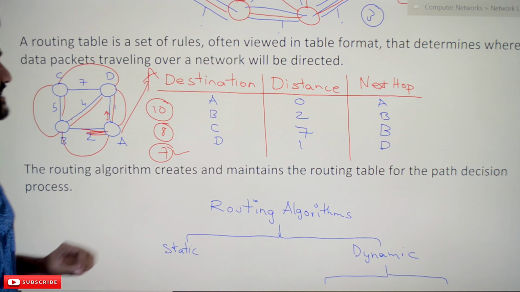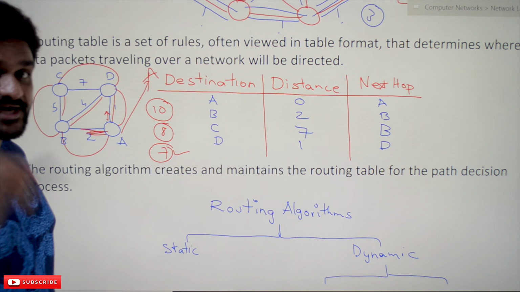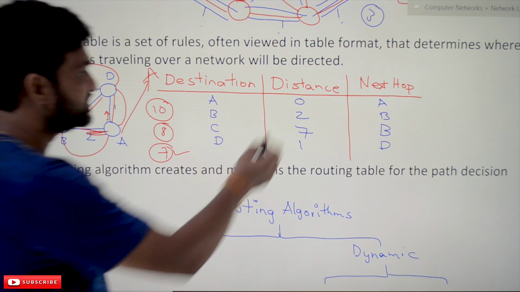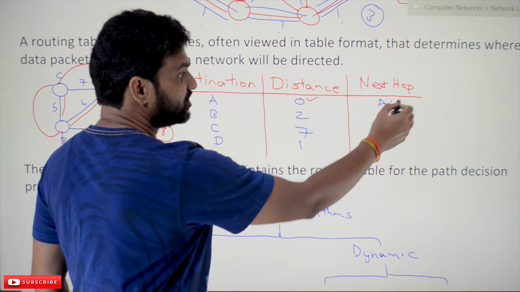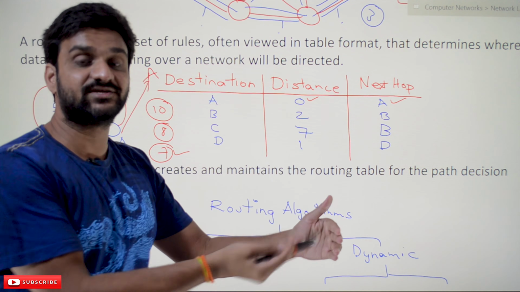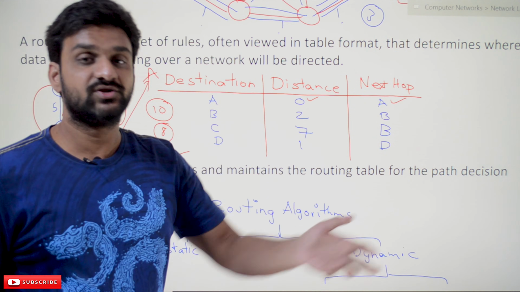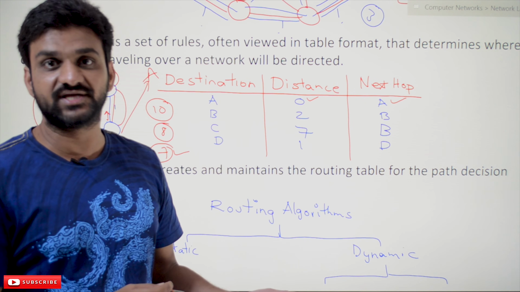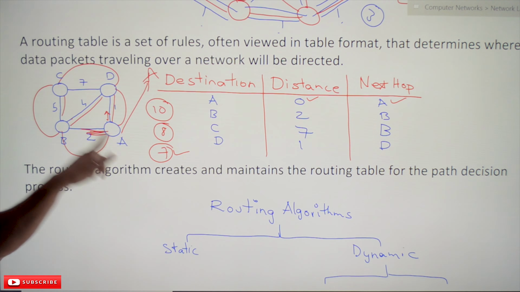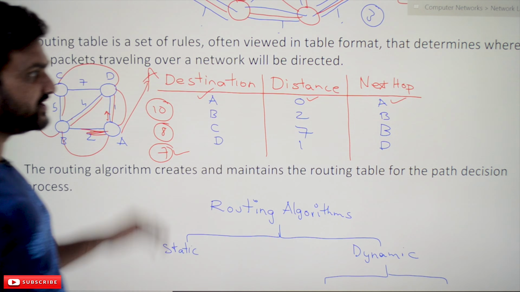So what does the destination mean? For the packet to get transmitted from A to A, meaning itself, the distance is 0, and the next hop means the router to which the packet has to be transmitted. In order to transmit from A to A, there is no need for us to transmit to any other router. It has to be there on A itself. From A to A means here itself. So that will get maintained in one of the rows.